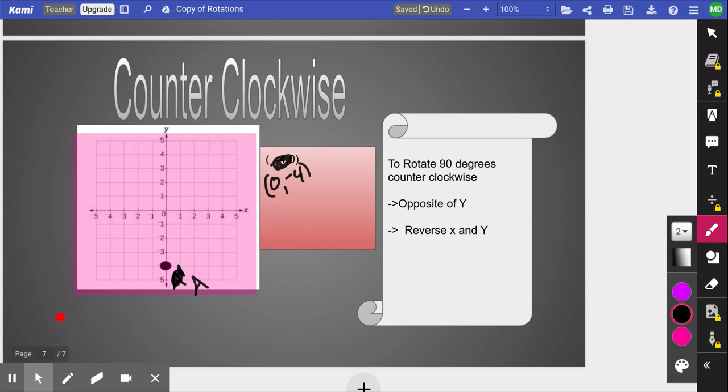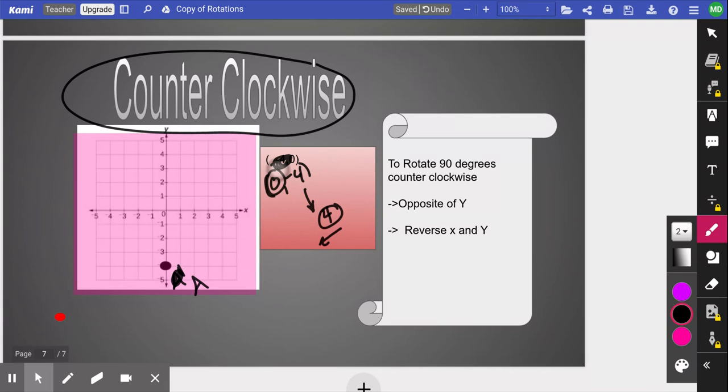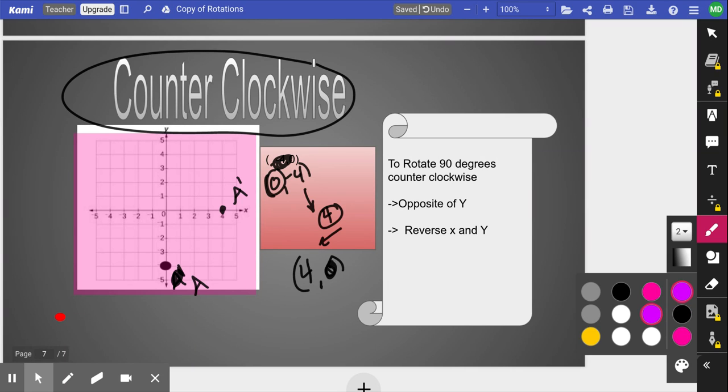So to get A prime, to get the one that's counterclockwise 90 degrees, we're going to do the opposite of y, and we're going to reverse. So it becomes 4, 0. To plot 4, 0, you're going to go side to side 4 and up 0. That is 4, 0. That's the new one. Notice that worked perfectly because it's just a quarter turn to the next axis.